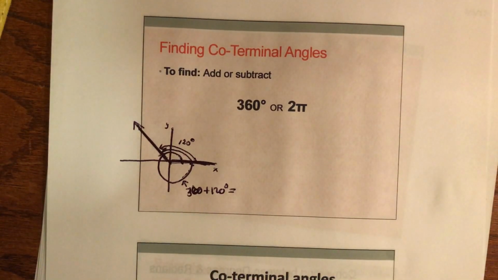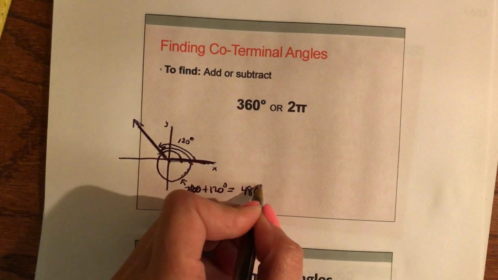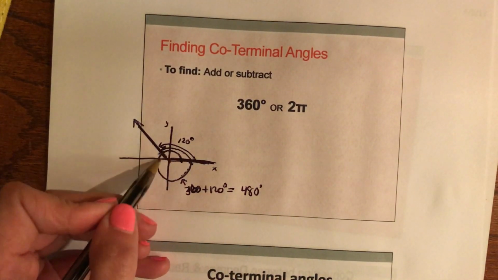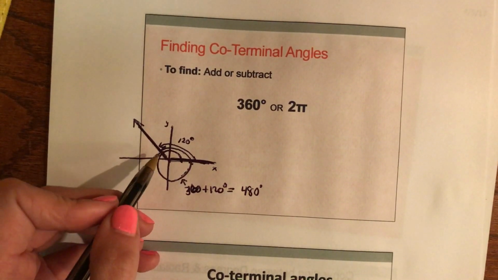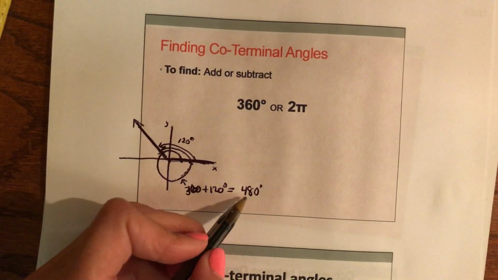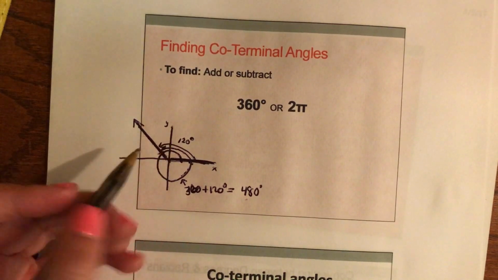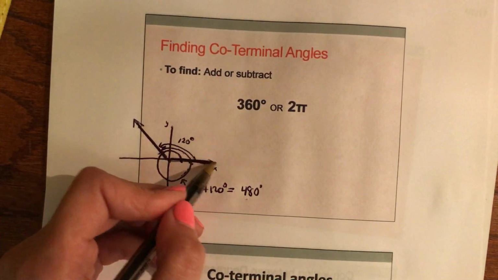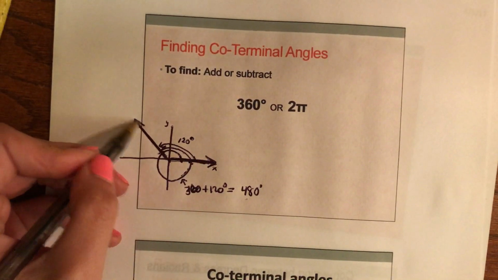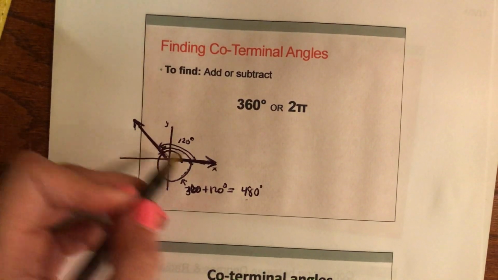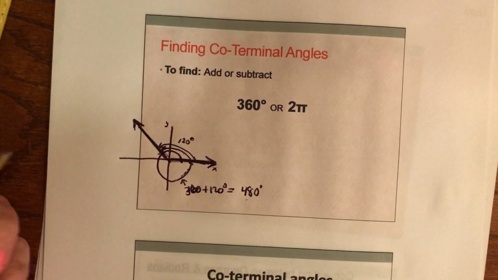Okay, and so what that ended up with is an angle measure of 480, right? So this all the way around is 480. But it's a coterminal angle with 120 because it has the same initial side, right? And it has the same terminal side, right? It's just a different degree measure, okay?